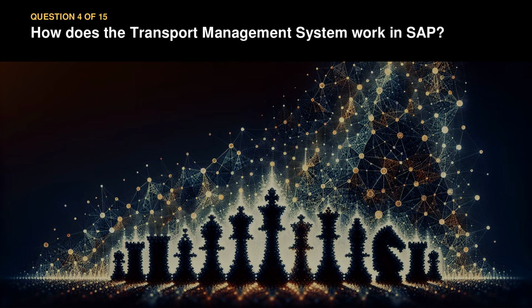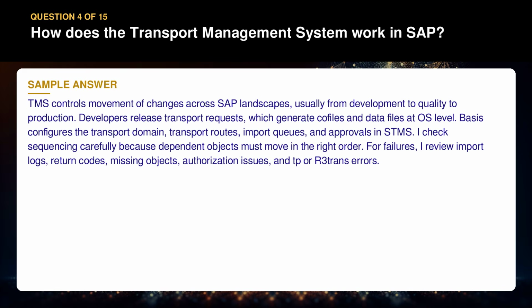Question 4. How does the transport management system work in SAP? TMS controls movement of changes across SAP landscapes, usually from development to quality to production. Developers release transport requests, which generate co-files and data files at OS level. Basis configures the transport domain, transport routes, import queues, and approvals in STMS. I check sequencing carefully because dependent objects must move in the right order. For failures, I review import logs, return codes, missing objects, authorization issues, and TP or R3trans errors.